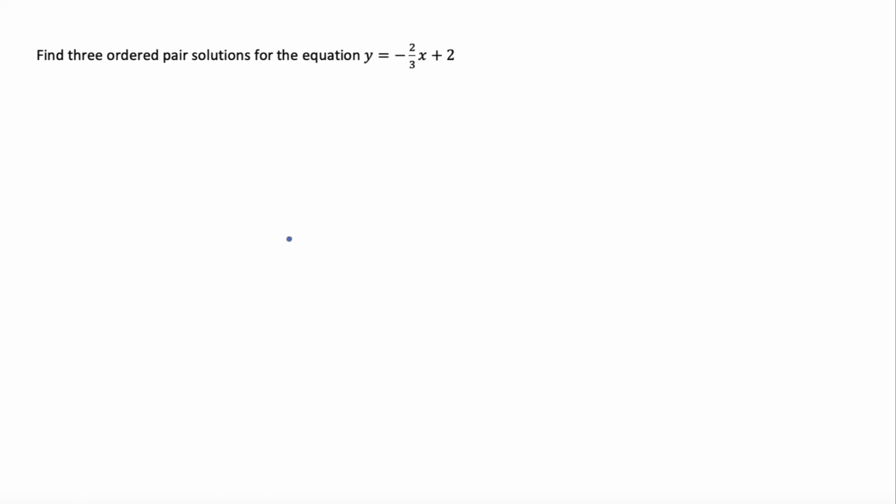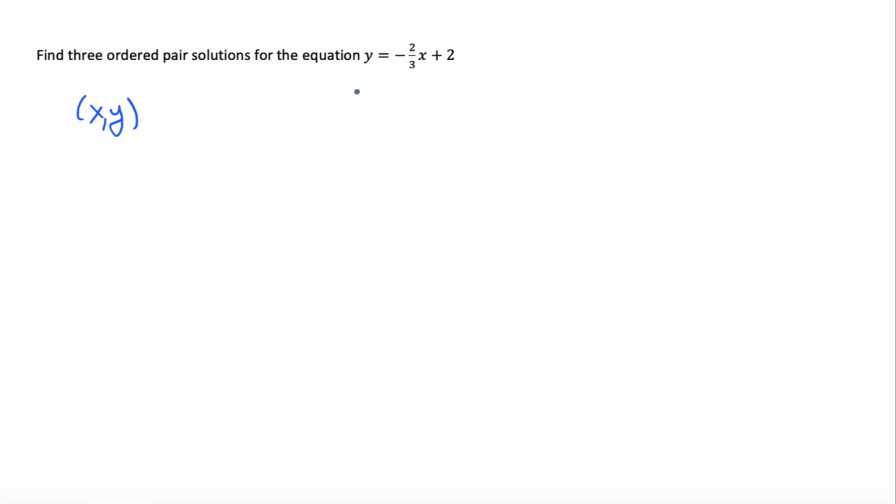Find three ordered pair solutions for the equation y equals negative 2 over 3 times x plus 2. We see here that the x and y are the key. We want to find the ordered pairs. We know that in an ordered pair, x always comes first and y is always the second value.